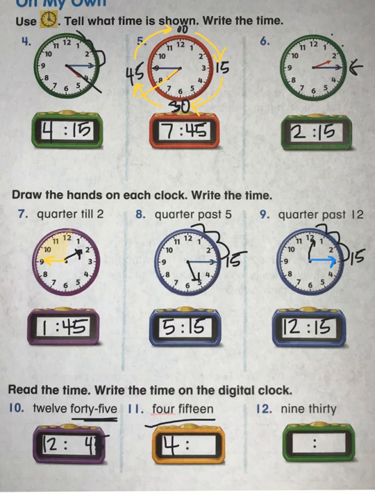"15" is our minutes. So right over here in the minutes portion, we're going to write a 15. Okay, let's look at number 12. 9:30. How would we write 9:30? Well, our hour is 9. So we're going to write a 9 right there in our hour section. And the minutes are 30. So we would write 30. 9:30.